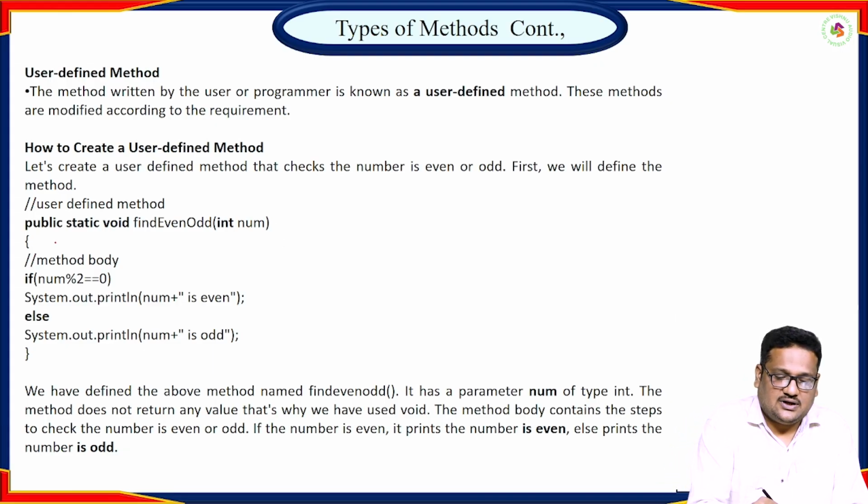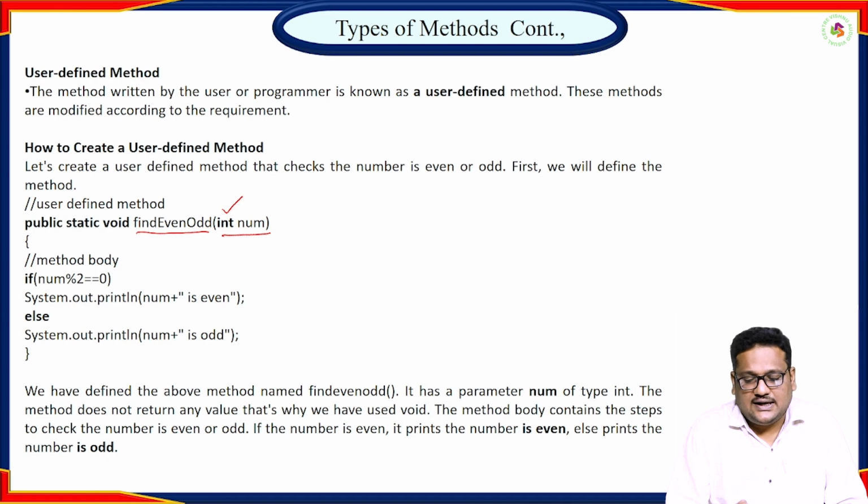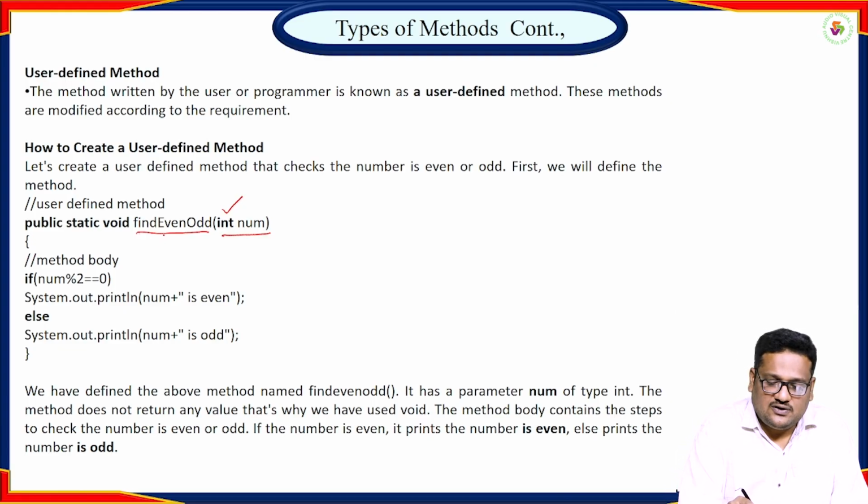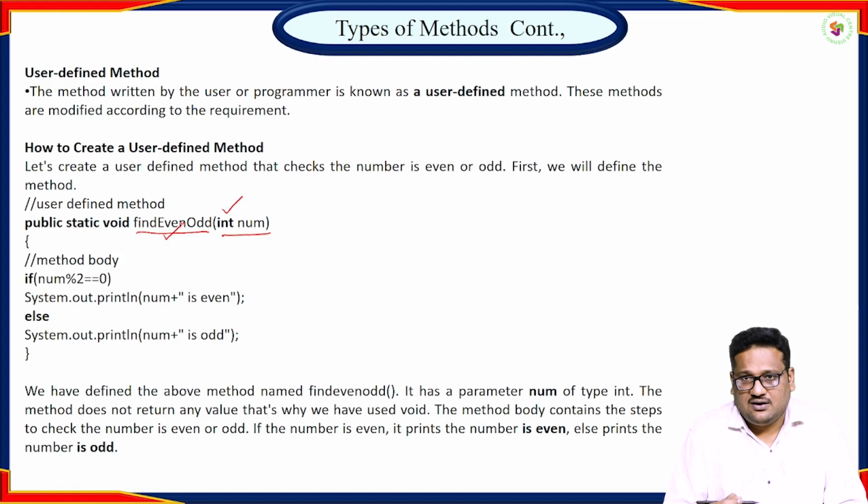Here I have taken a method, public static void. Here the method name is findEvenOdd. These are the parameters, and the parameter type is integer. Here I have used a condition: if num modulo 2 equals 0, then it prints that the given number is even, else it prints that the given number is odd. Here the user-defined method is findEvenOdd. You can observe the name of the method here.